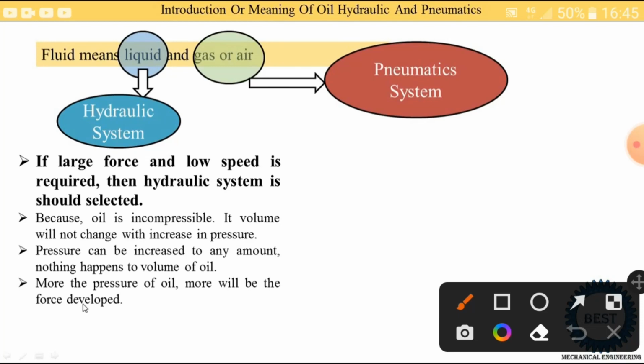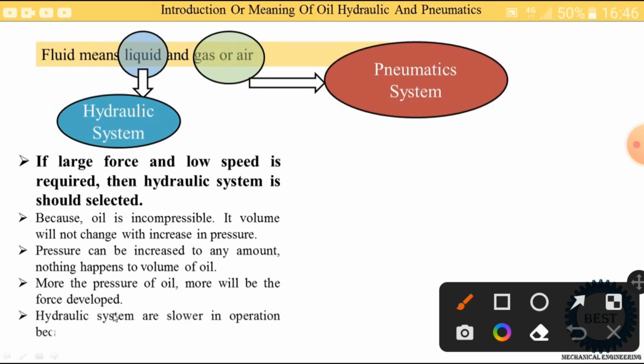So what is the equation of the force developed for the hydraulic system? Force developed by the hydraulic system is equal to the pressure of the oil times the area of the piston. So force developed is directly proportional to the pressure of the system. If we increase the pressure of the oil, the force developed by the system increases continuously. If we use high pressure oil, we are able to generate more force.